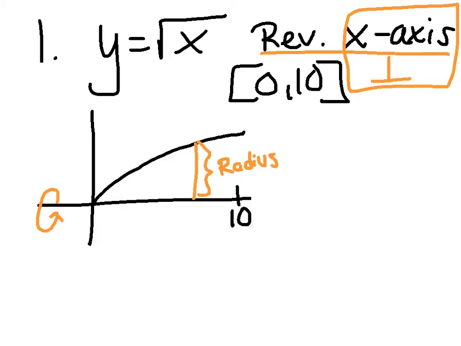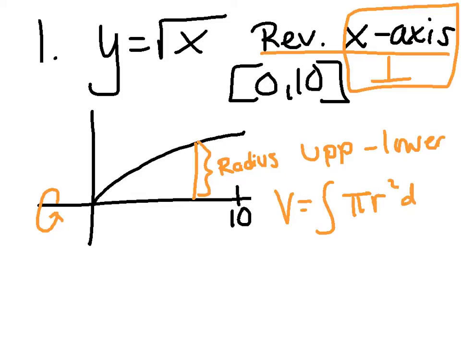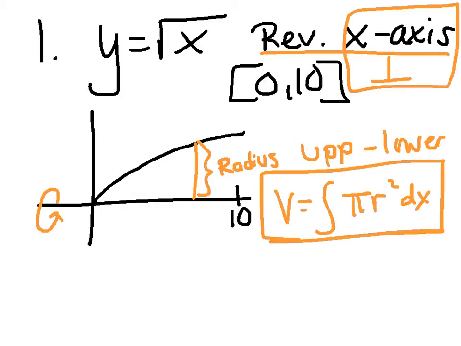Okay, and to get the radius, just like we said in area, you are saying upper minus lower. All right, so every time I say to myself, volume equals the integral of pi r squared. That's what I want to see on all your quizzes, etc. Volume is the integral of area of a circle. Volume equals the integral of pi r squared.